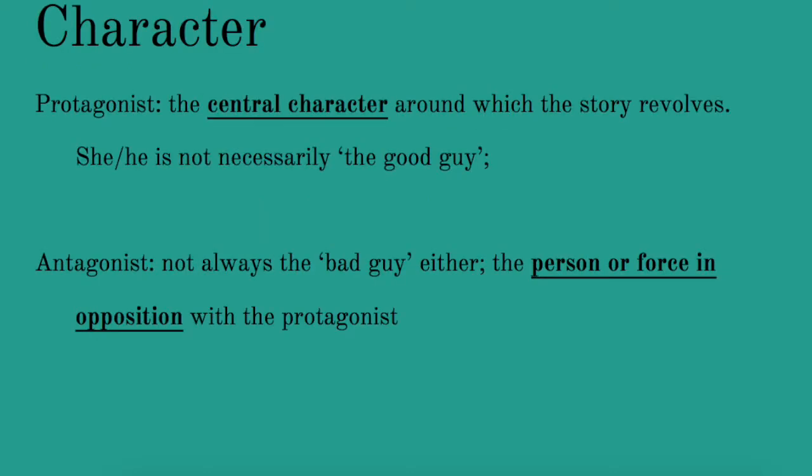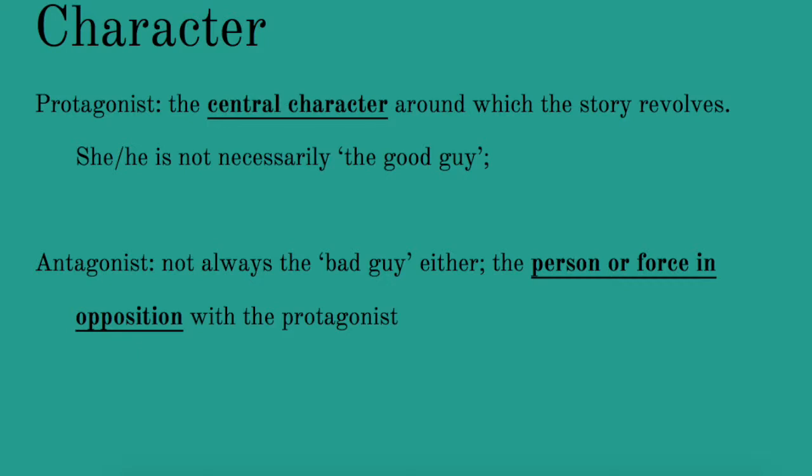Now on to character. Two ways we can classify characters is either as a protagonist or an antagonist. A protagonist is the central character around which the story revolves. So this will be the main character. This is the one either telling the story or the one that we're focused on the most. Usually this character is the good guy, the hero, but that's not always the case.